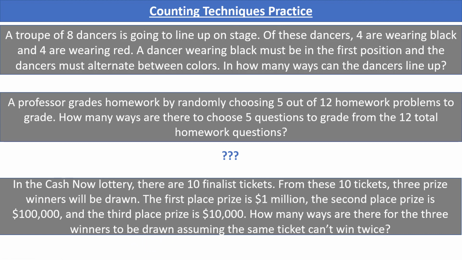All right, so hopefully you've given those a shot. The first one says a troupe of 8 dancers is going to line up on stage. Of these dancers, 4 are wearing black and 4 are wearing red. A dancer wearing black must be in the first position, and the dancers must alternate between colors. In how many ways can the dancers line up?